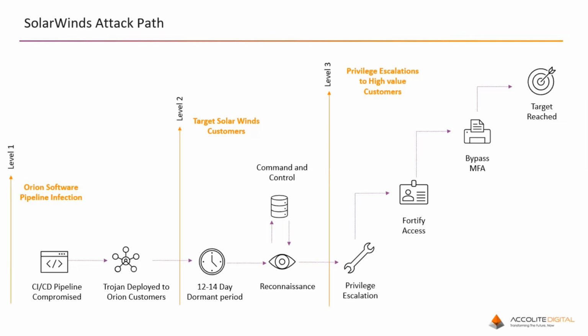And then obviously once all of that happened, you can see that the access fortification happened, MFA was bypassed, and once the target was reached, there were so many systems. We talked about FireEye, which is a security vendor only, but just giving you an example that they were also one of the SolarWinds customers. To name a few, I think the list is endless, but all the large banks and everyone was using this SolarWinds network management software.